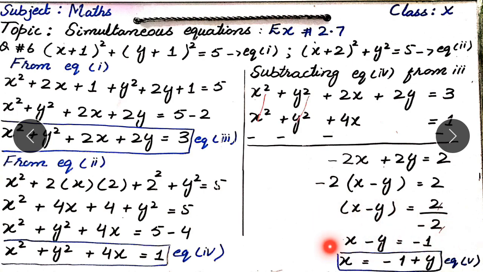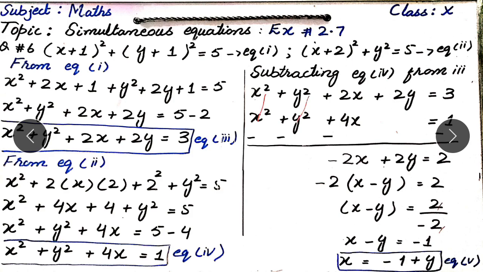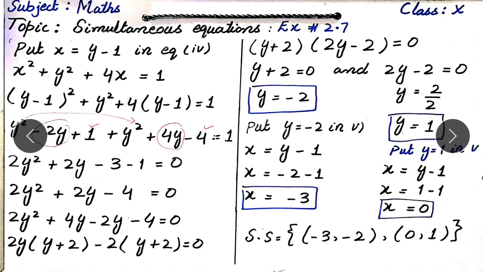Here you can see that by applying this method we have the linear equation. So from this linear equation we can find the value of x, and we can put this in another equation in order to find the value of y. So let's put it here. Put x is equal to y minus 1 in equation number 4. You can select any of the equations, the one you find easy, you can choose that equation.